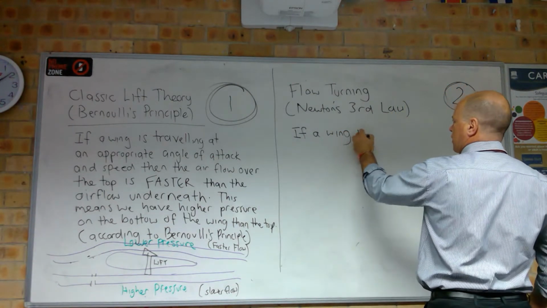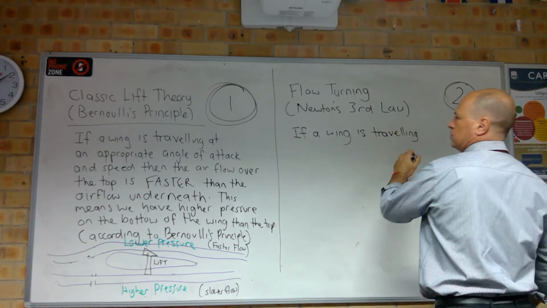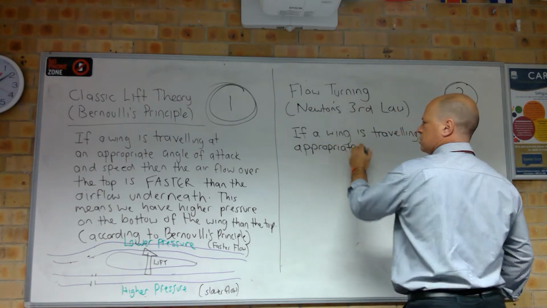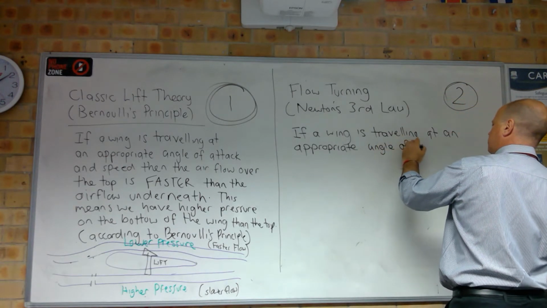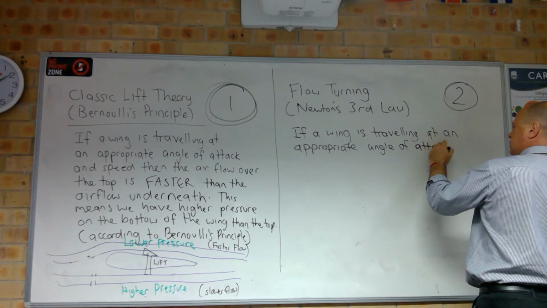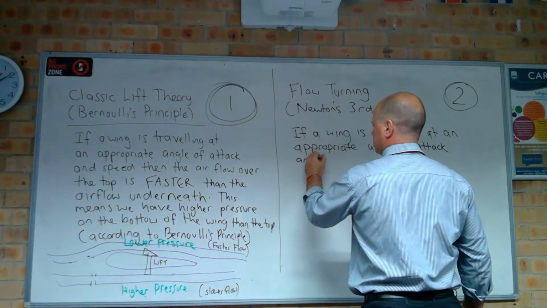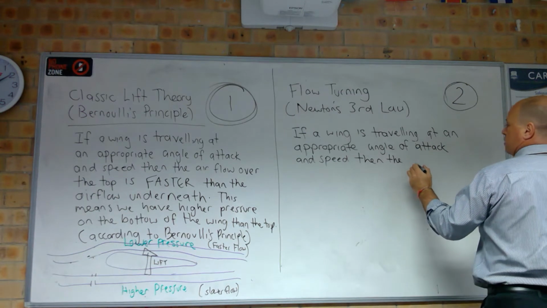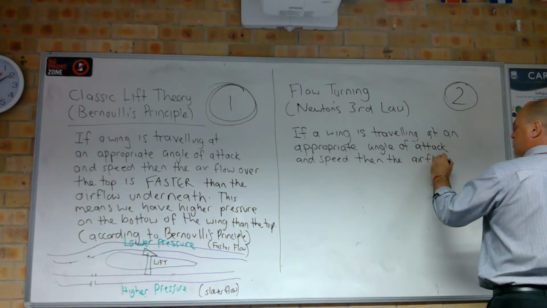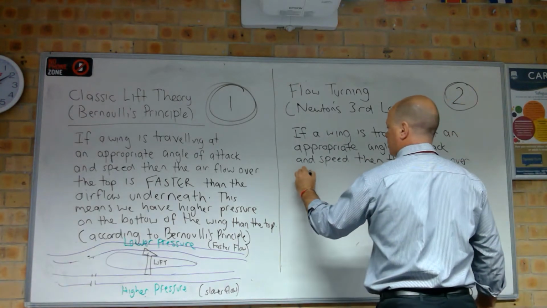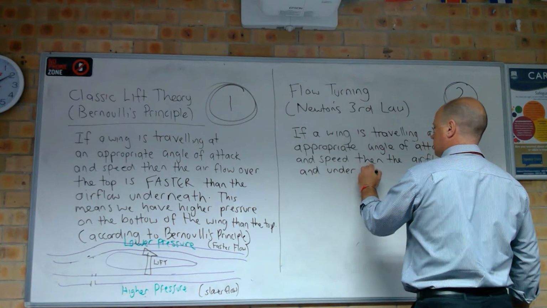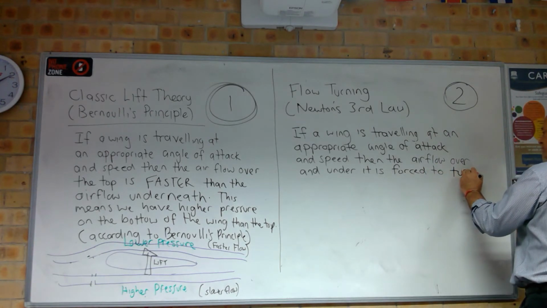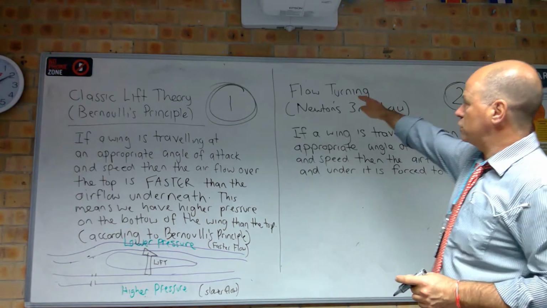If a wing is traveling at an appropriate angle of attack and speed, then the airflow over and under it is forced to turn. Okay? Forced to turn, that's why it's called flow turning, okay?